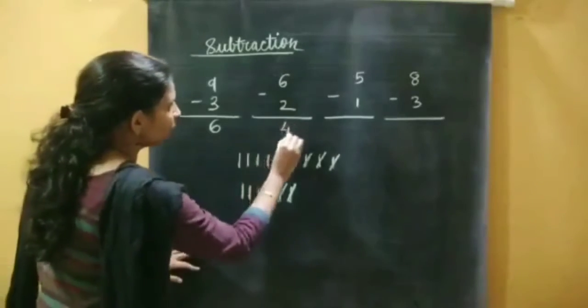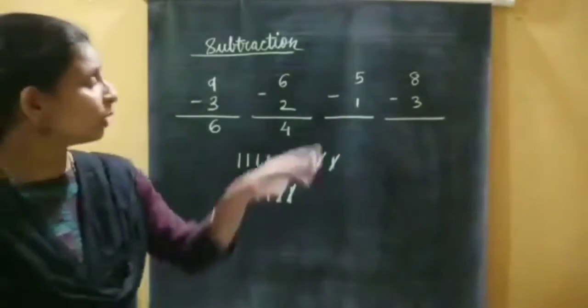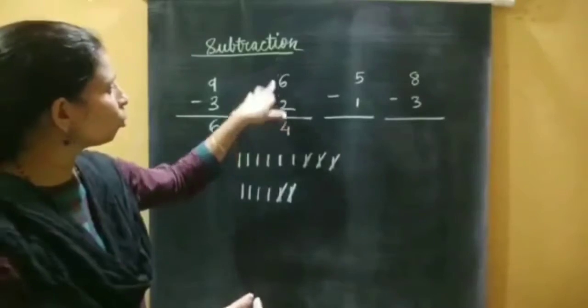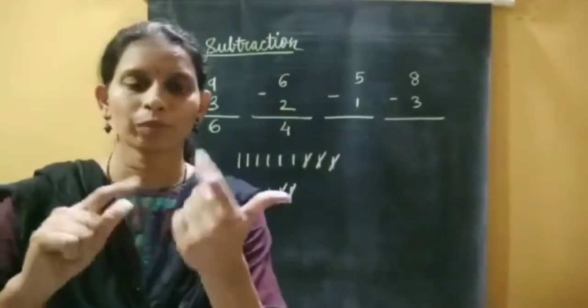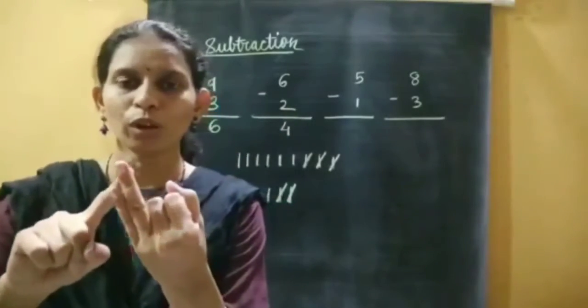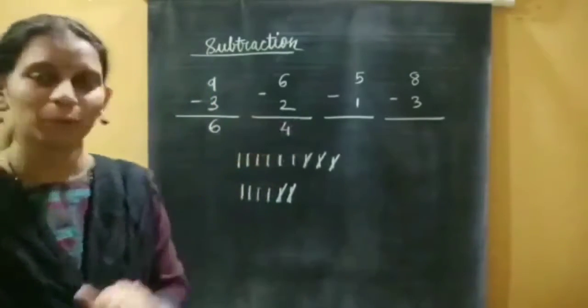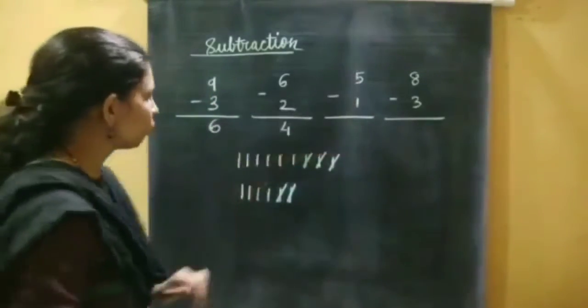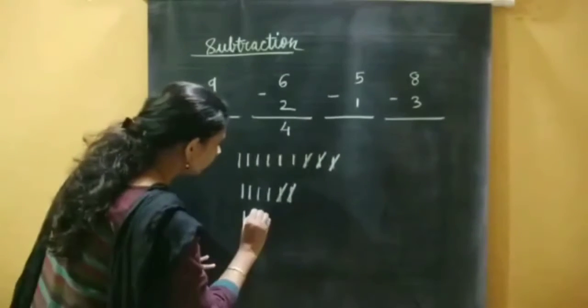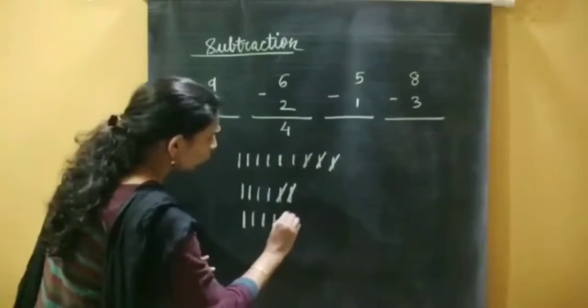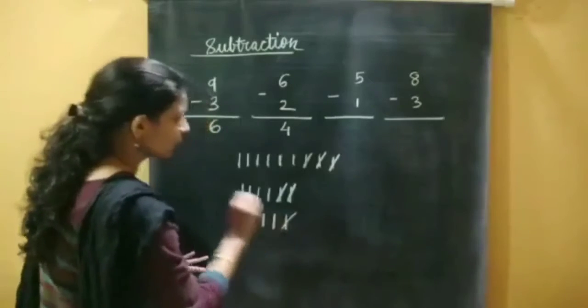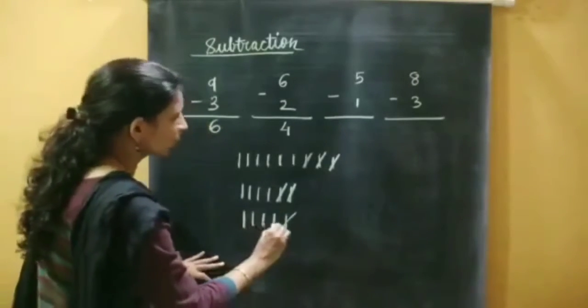4. What is the answer? 4. Or another method is to count forward from 2 to 6. After 2, 3, 4, 5 and 6. The answer is 4. 5 minus 1. 1, 2, 3, 4, 5. Cut this one line. 1, 2, 3, 4.